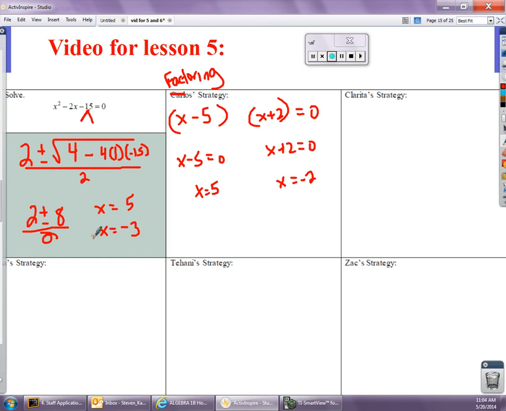I'm sorry, I made one mistake over here. The two things that multiply to negative 15 that add to 2 is actually not negative 5 and 2. It's negative 5 and 3. So this becomes a negative 3 because x plus 3 equals 0. So see, you got the same exact answers.